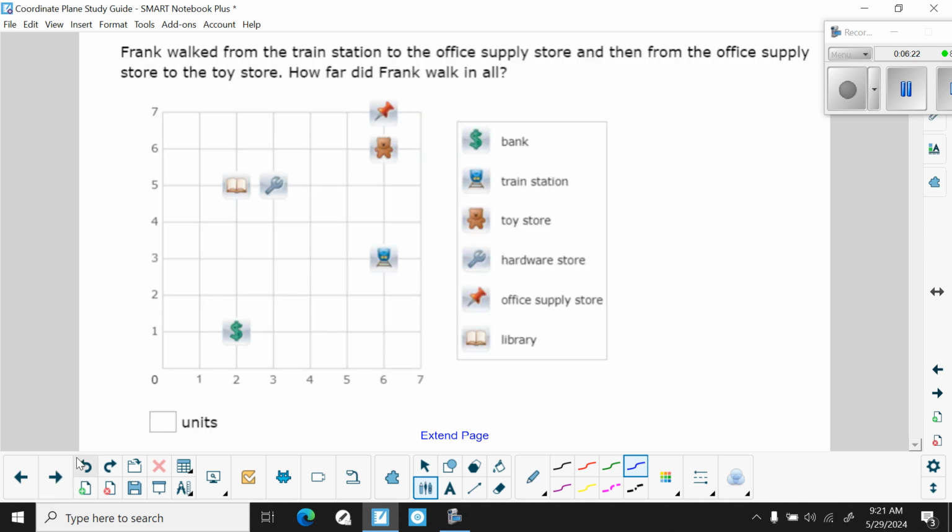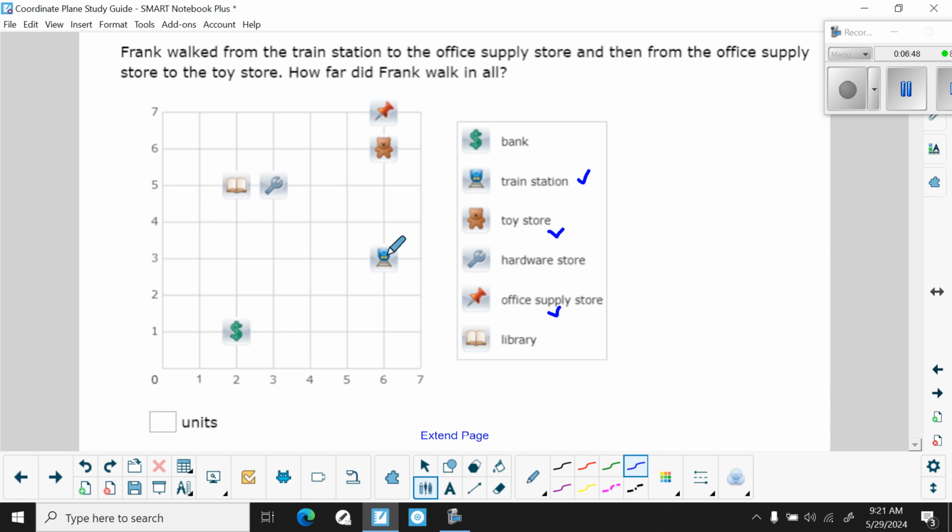Next question. Frank walked from the train station to the office supply store, and then from the office supply store to the toy store. How far did he walk in all? All right, so he started at the train station, went to the office supply store, and then went to the toy store. So he started here.